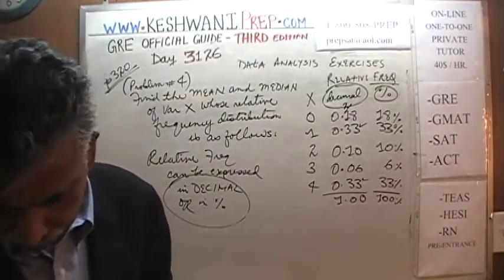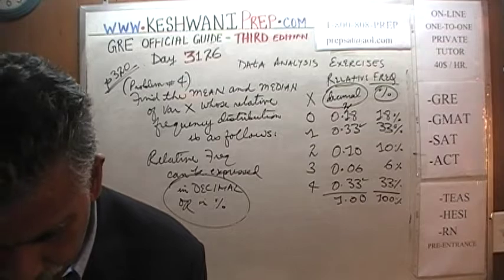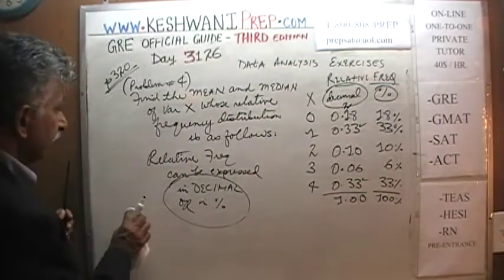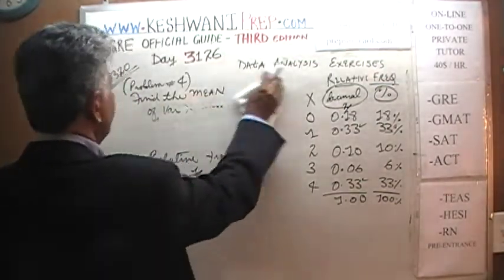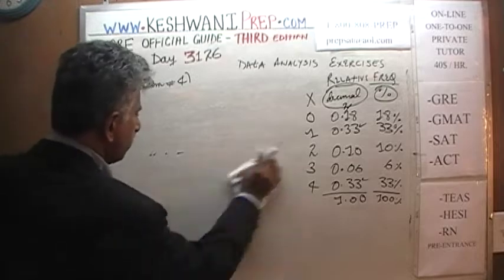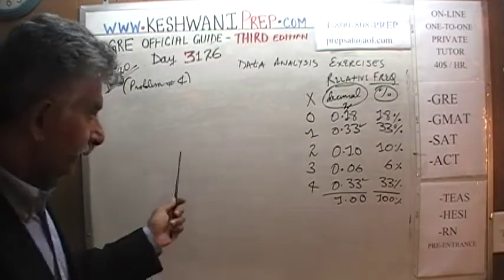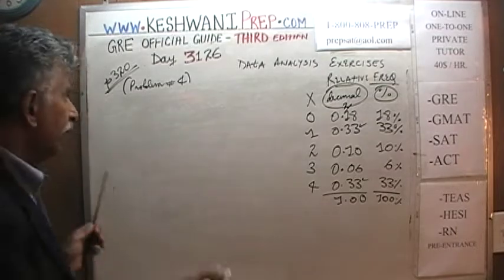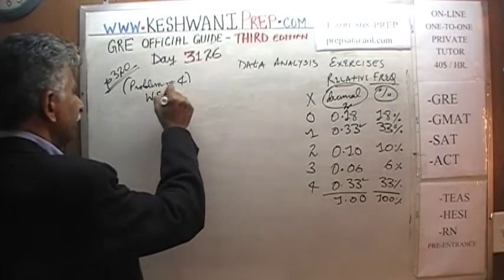Let's find out the mean. Is that what they're looking for? Problem number 4. Find the mean and the median. Let's find out the mean and the median. Again, this is the same problem, same kind of concept as what we did in the previous problem, problem number 3. Here, we have to do the weighted average.